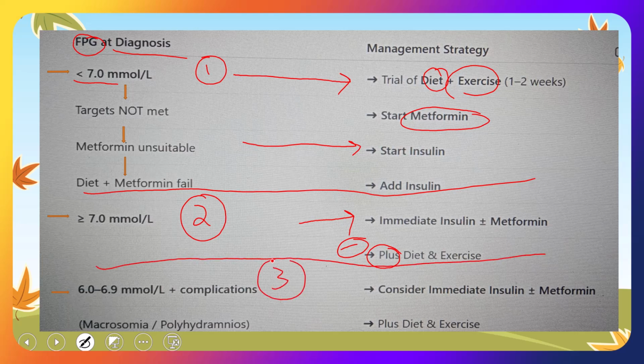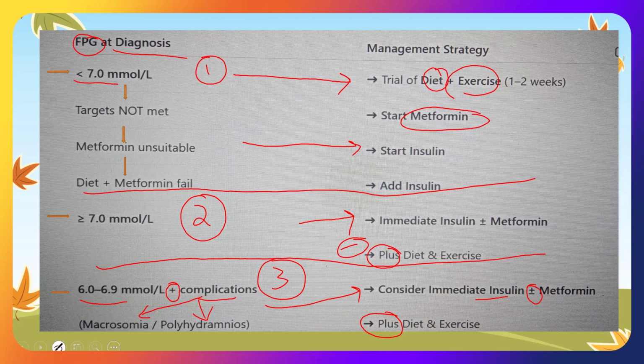Now with the third case, what we are going to do? If the patient's fasting plasma glucose at diagnosis is between 6 to 6.9 millimole per liter, but unfortunately the pregnancy is having some complication, in the form of a macrosomic baby or polyhydramnios, then if we encounter such a case, we are going to consider immediate addition of insulin with or without metformin, and again the plus addition of diet and exercise. At each step in all three cases, all the women are going to have diet.